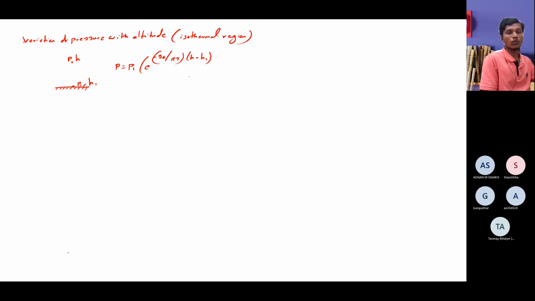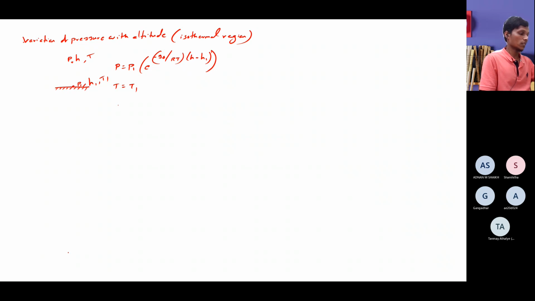We have already seen from what height and how many isothermal regions there are, and at what altitudes these isothermal regions are available. So now we understood how the pressure varies, but how does the temperature vary? In this isothermal region, does temperature vary? No, the temperature is constant. You have the constant temperature as T equals T1. So whatever the temperature at T1, the same temperature is available at T.